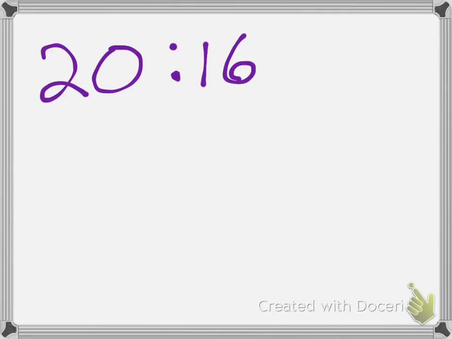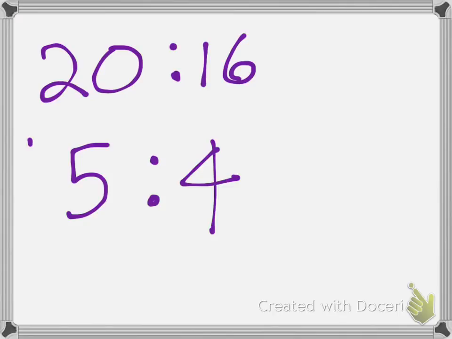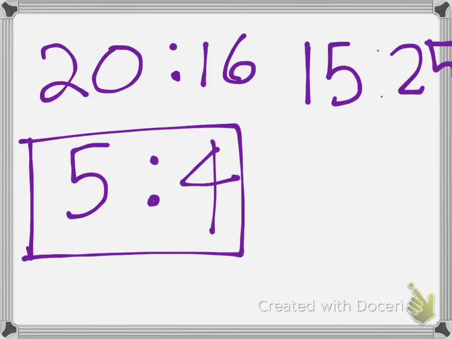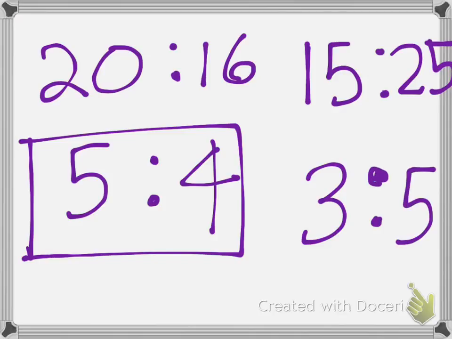So 20 and 16 can be divided by what number to get us directly to the answer? Let's take 4. 5 is to 4. Can we divide this even further? Nope. That's our answer. Next problem, 15 is to 25. Let's divide this by 5. 15 divided by 5 is 3. 25 divided by 5 is 5.